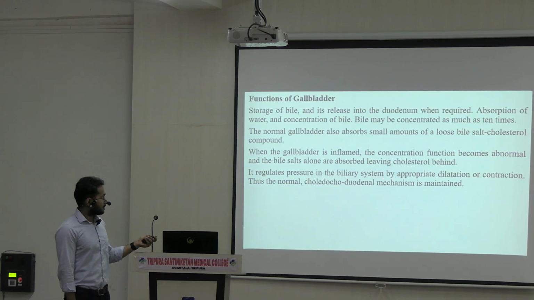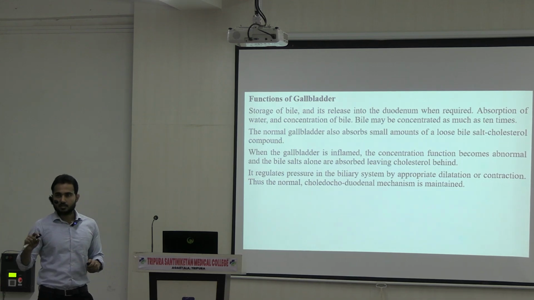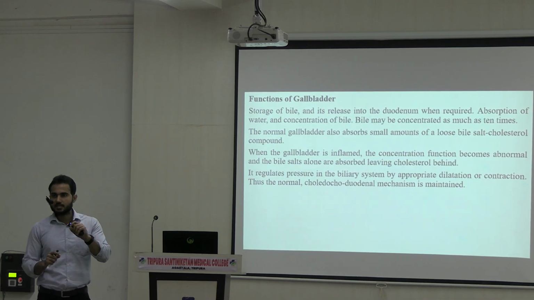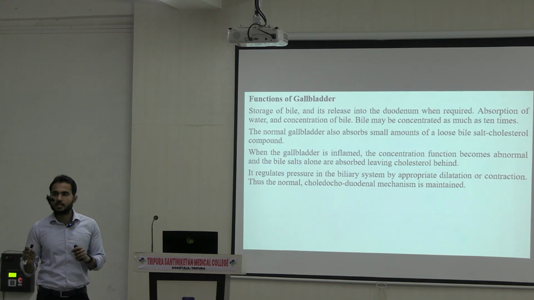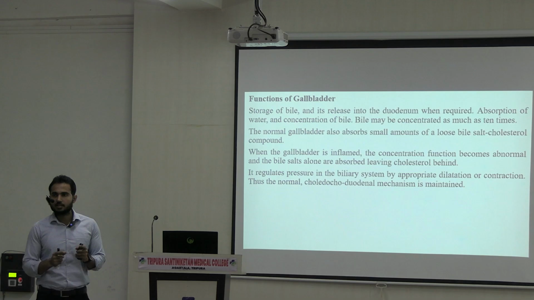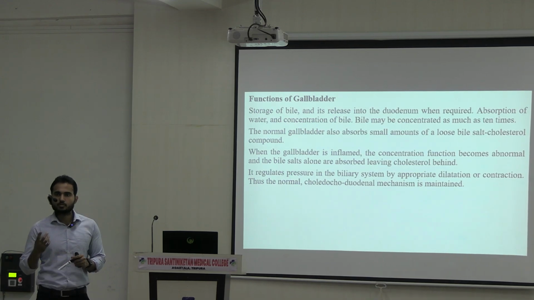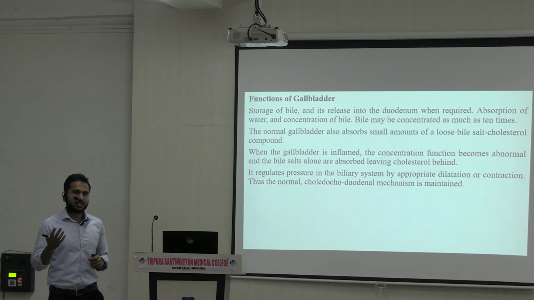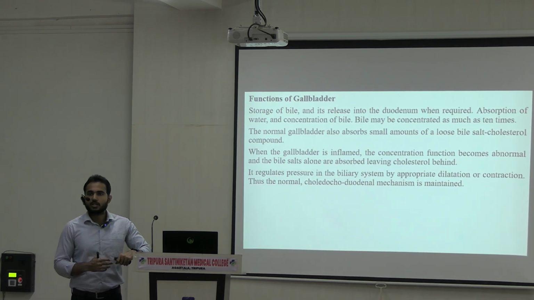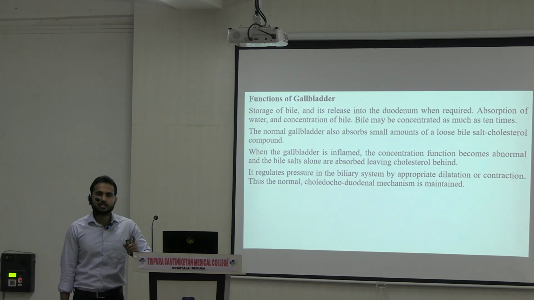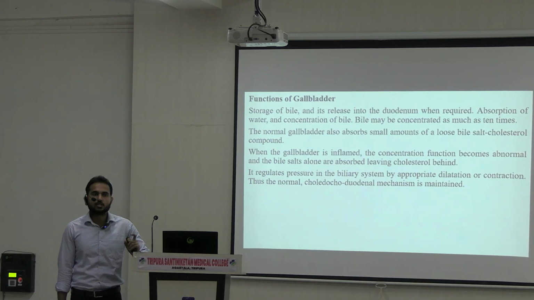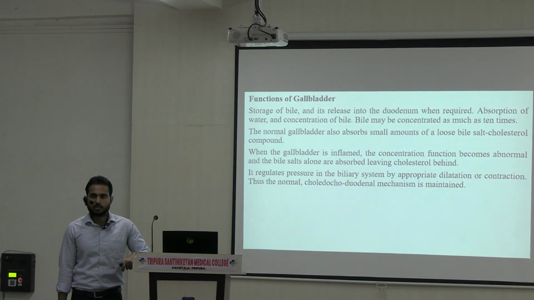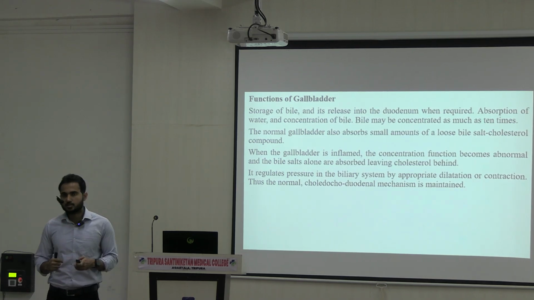Next, it regulates the pressure of the biliary system by appropriate dilatation or contraction. So a biliary pressure is there. That means inside the extrahepatic biliary system, when the bile is flowing, a particular pressure is maintained. That maintenance of the pressure is done by the contraction and relaxation of the smooth muscles of gallbladder. Because if the pressure increases, then there may be a rupture of the small ducts which are present in the extrahepatic biliary system. So that's why it is maintained, and that is done by the gallbladder. These are some important functions of the gallbladder.